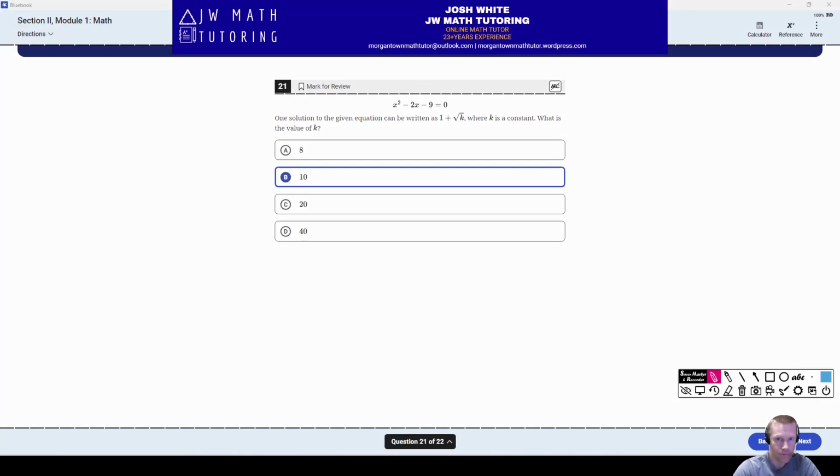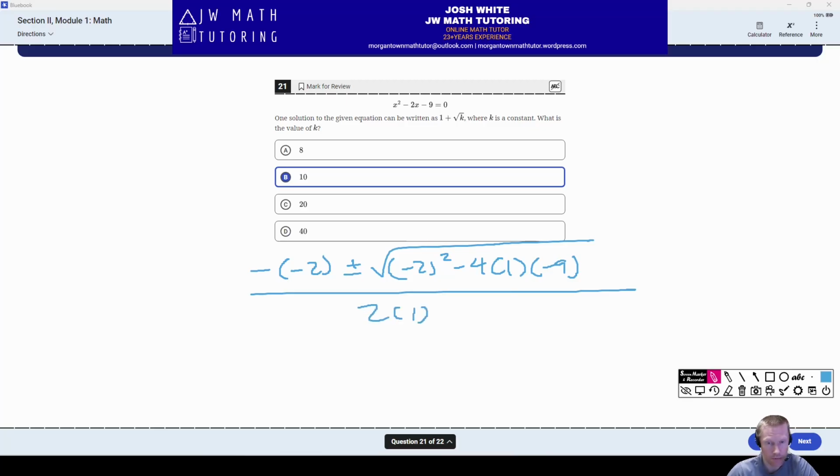Now, if you wanted to solve it using the quadratic formula, you could do that. You could also do completing the square. Completing the square is actually not going to be that much work on this one, but let's do the quadratic formula. Okay, the opposite of b, plus or minus the square root of b squared minus 4 times a times c, all over 2 times a.